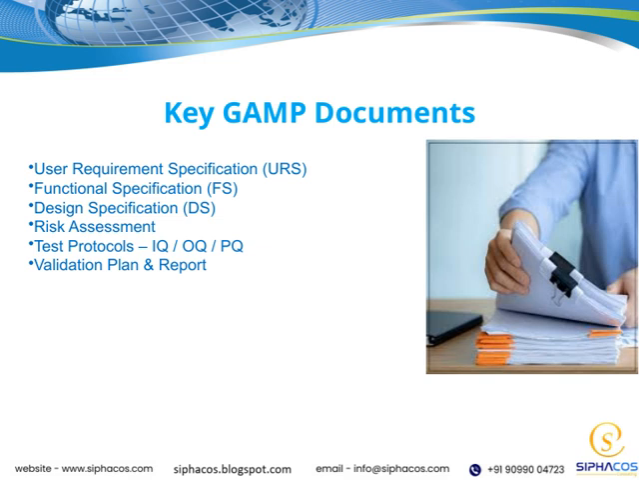First, we have the User Requirement Specification, or URS, which clearly defines what the user needs from the system or equipment. It's the foundation that guides everything that follows. Next is the Functional Specification, or FS, which translates those user needs into specific functions and features the system must perform. This helps ensure everyone is on the same page about how the system should work. Following that, the Design Specification, or DS, gets into the detailed technical aspects, how the system will be built to meet those functional requirements. It provides the blueprint for the design and architecture.